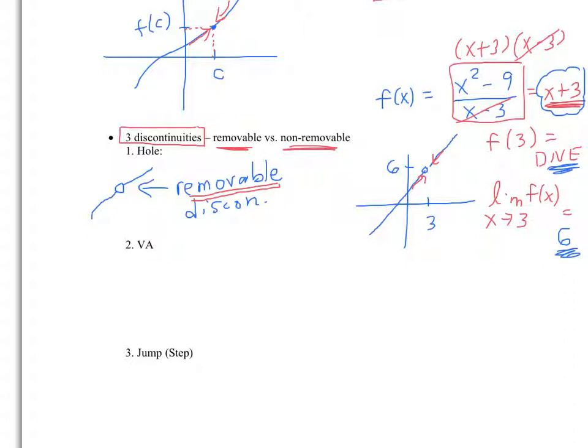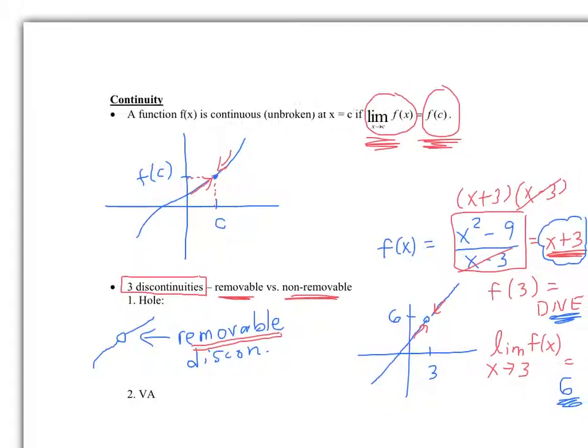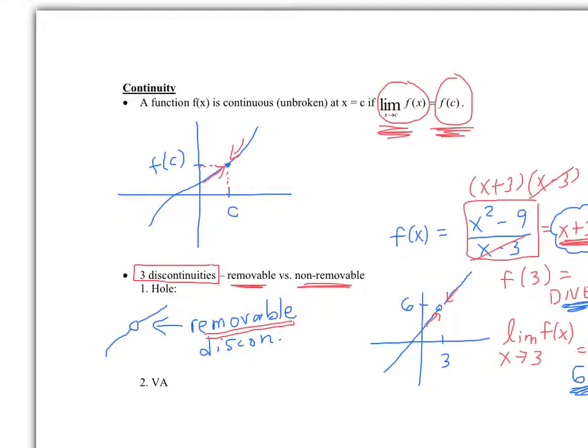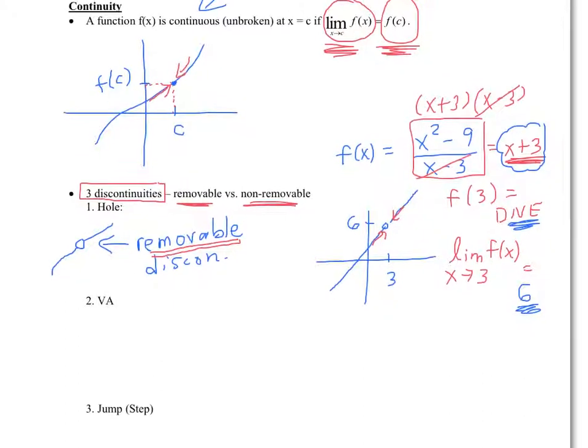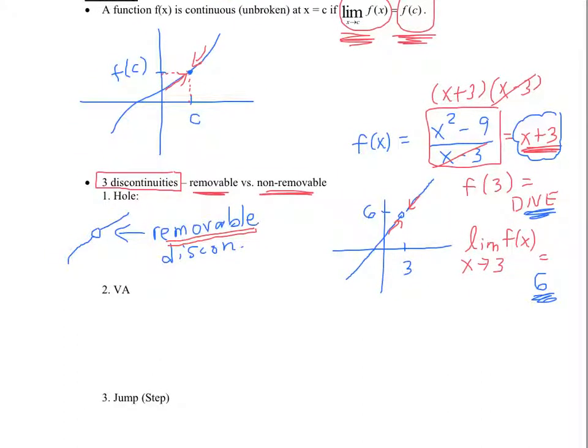The function value is DNE, doesn't exist, it's undefined. So since the limit value does not match the function value, we say we have a discontinuity. Remember what we set up above here. For a function to be continuous, the limit value has to match the function value. With this whole example here, the limit value is 6, and the function value is DNE. So because these do not match, we have a discontinuity. So a hole is an example of a removable discontinuity.